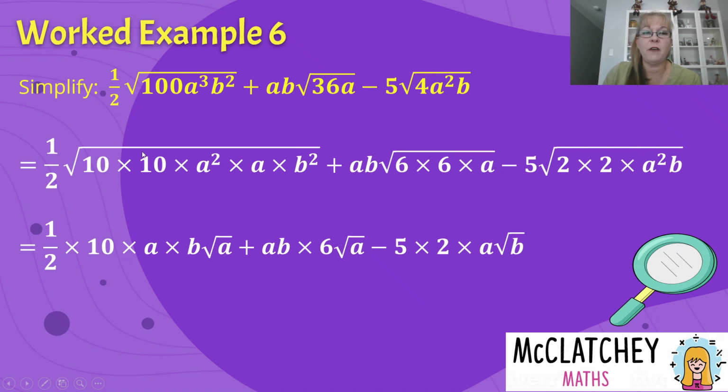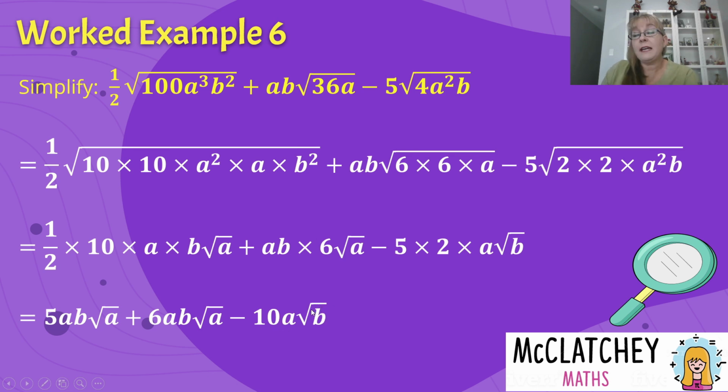So I've simplified this a little bit further. Now what I'm going to do is a few things here, like half of 10 is 5. I can work that through. And I'm going to get rid of all these multiplication signs, basically. So I've now got 5ab root a. And then out the front here, I'm going to have 6ab root a. And then negative 5 times 2 is negative 10a root b.